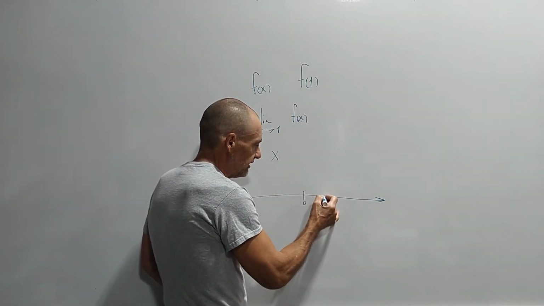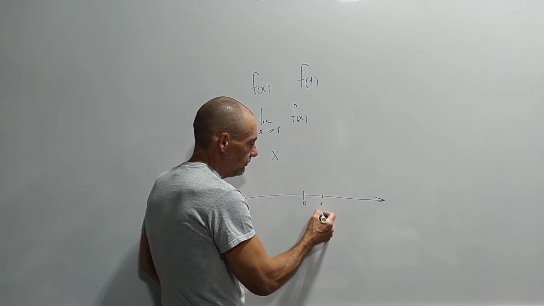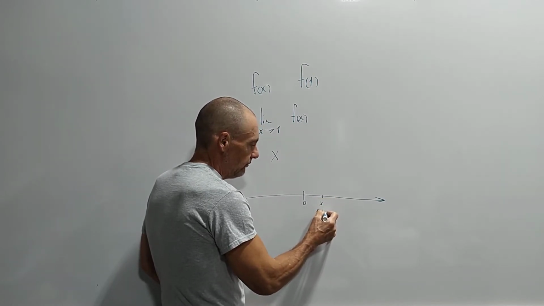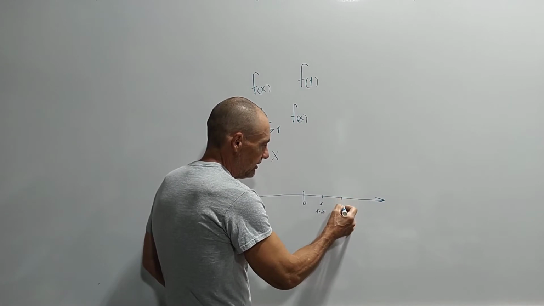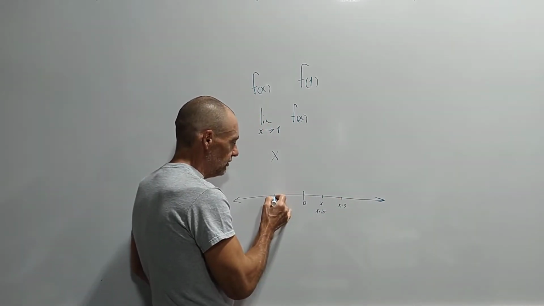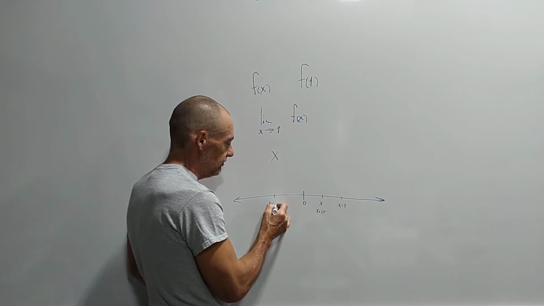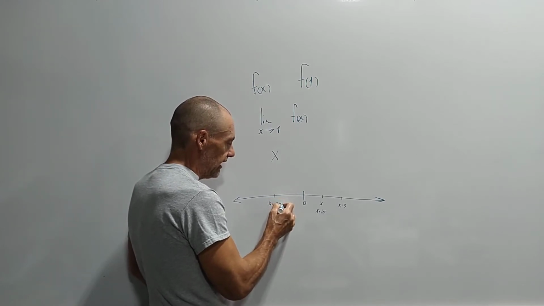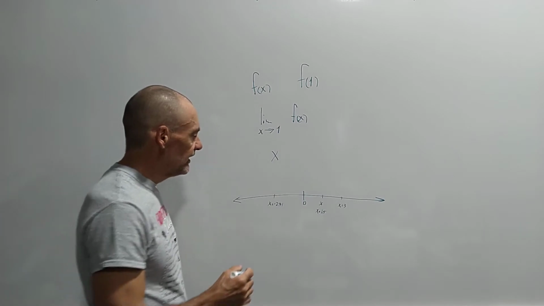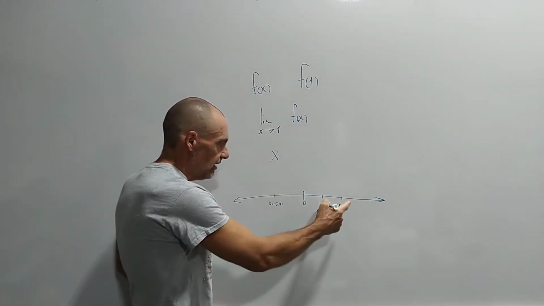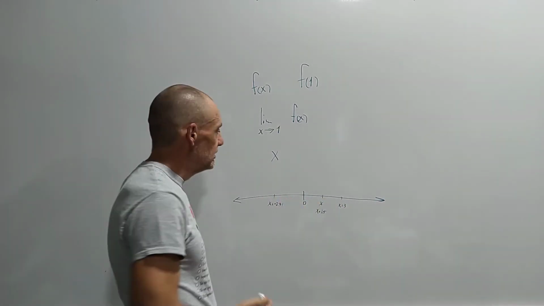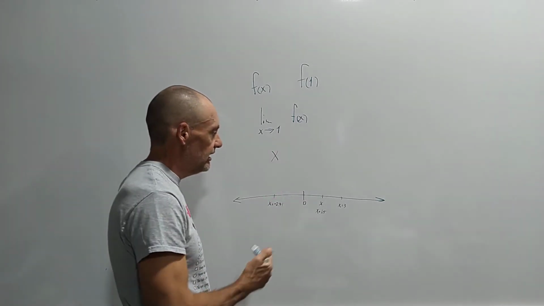So, x can be here, right? In which case its value might be 1.5. X can be here, right? In which case its value might be 3. X could be over here, right? Its value could be negative 2.91, okay? Something like that, right? But x can take on these values, okay? So that's x. X is pretty straightforward.